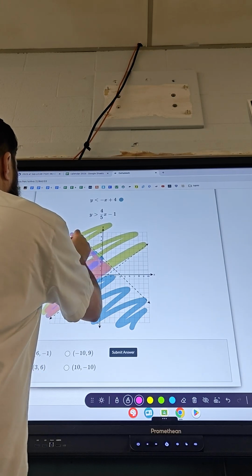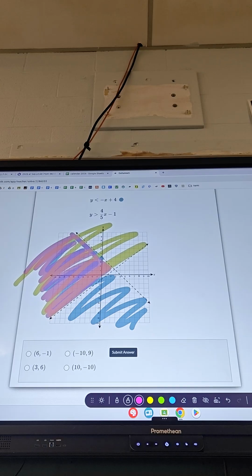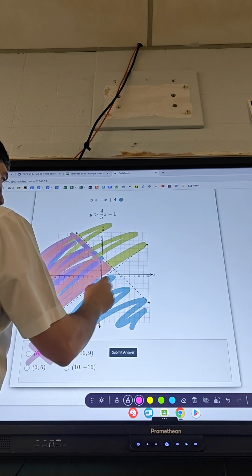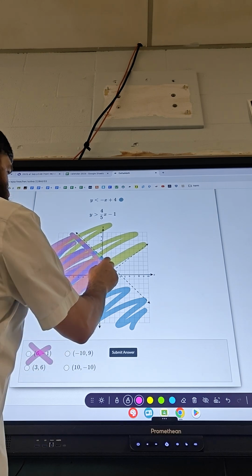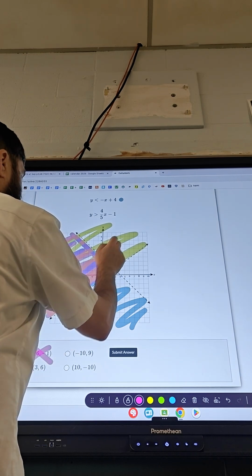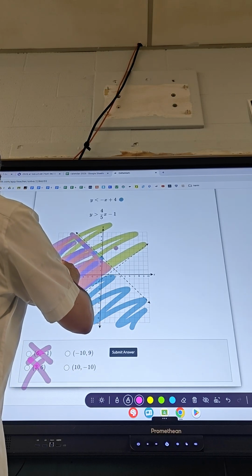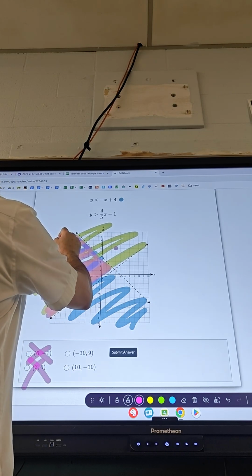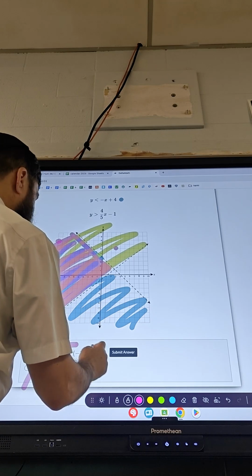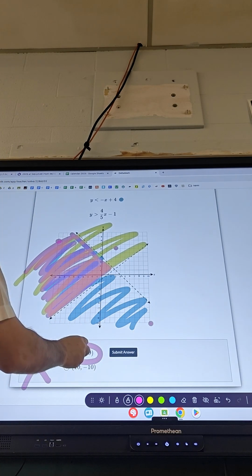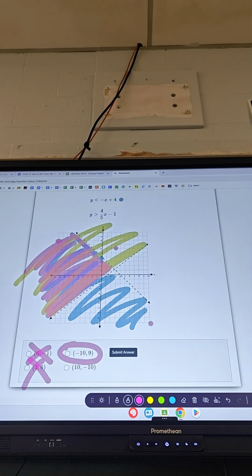So now I just got to find which of these answers fit in there. 6, negative 1, no, that's down here. 3, 6, no, that's up there. Negative 10, 9. Yes, that's right here. That's my answer. And if we looked, 10, negative 10 is down there. That's out of it. So that would be my answer. All right, so that's that one.